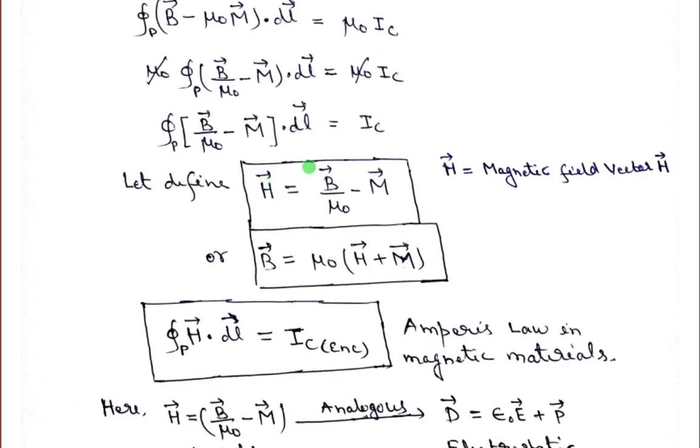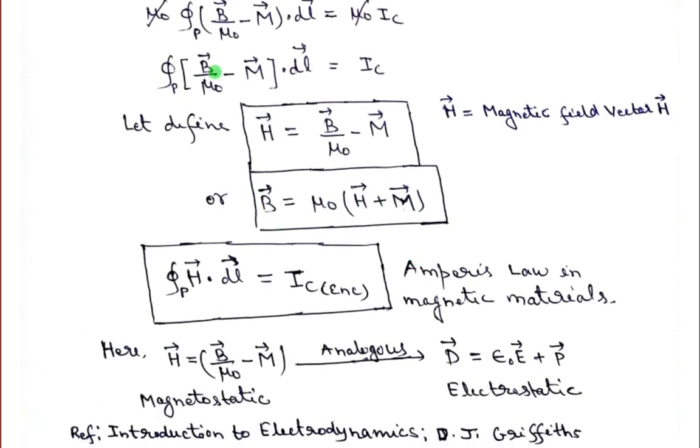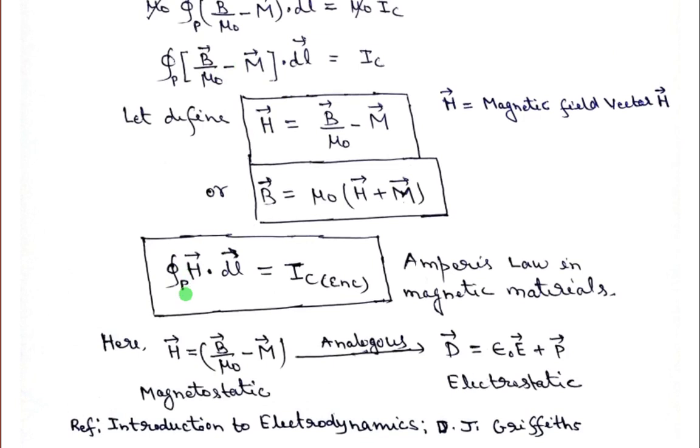If you try to develop a relation between B and H, we can write B is equal to mu 0 (H plus M). So in place of B upon mu 0 minus M, we can write H. This will give line integral of closed path H dot dl equal to IC enclosed, because we are doing the integral over a closed path. That is why I have written enclosed, meaning whatever current is enclosed within the Amperian loop. So this is known as Ampere's law in magnetic material in integral form.